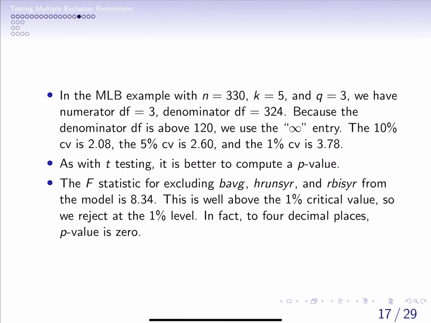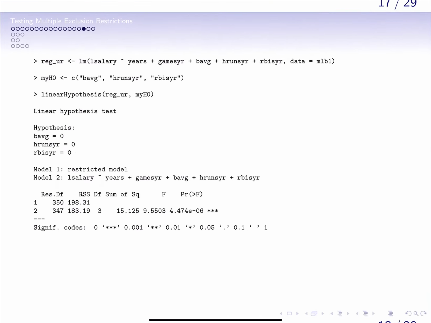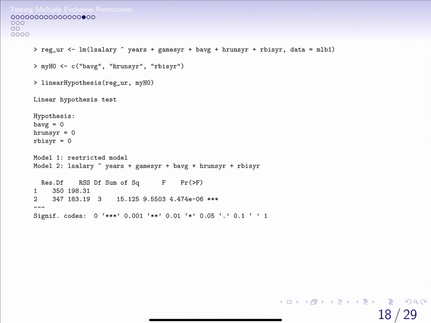Now if we look at the F statistic for our example with baseball, the F statistic is 8.34, and it is above the 1% critical value of 3.78. So we can infer that we should reject the null that those performance metrics are jointly insignificant. And in R, we can carry out the test in a very easy way.